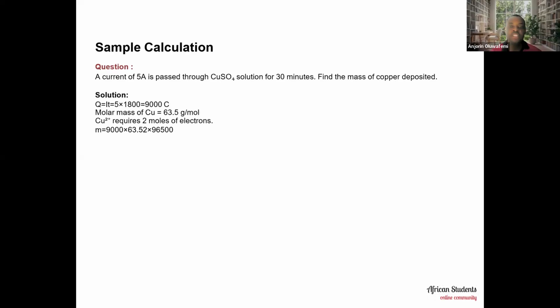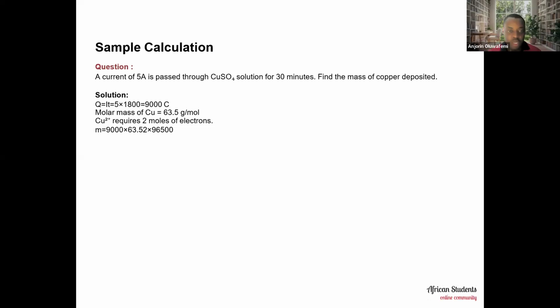Now, looking at it, I told us earlier that if I don't have Q, I can always calculate my Q by multiplying my current and my time. In this question, we're given a current, we're also given a time. So what we do basically is to convert that time to seconds. And how do I do it? 30 minutes to seconds, just multiply 30 by 60 and that will give us 1,800 seconds. So I can multiply that against current and then have 9,000 coulombs.